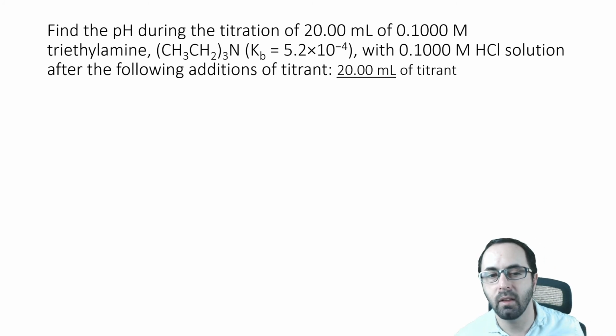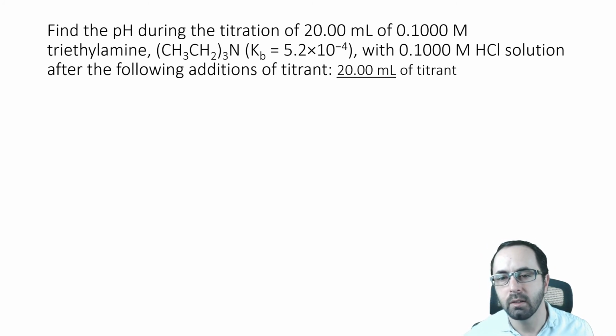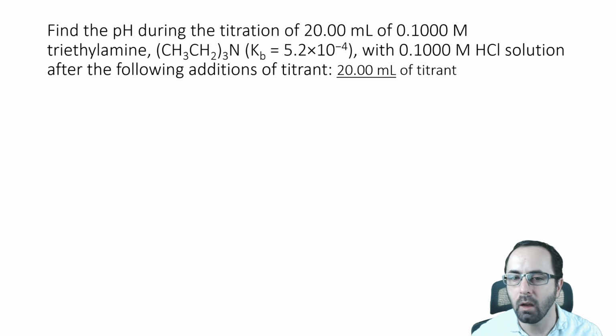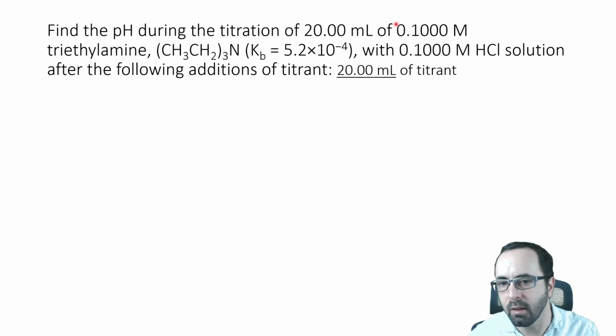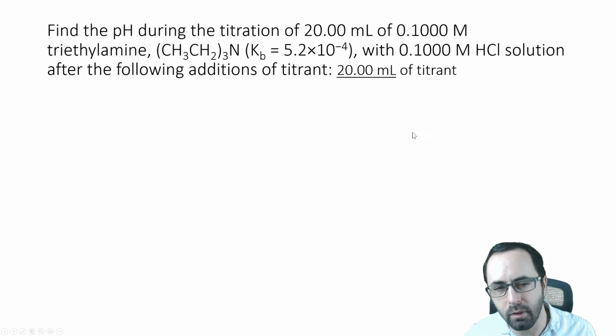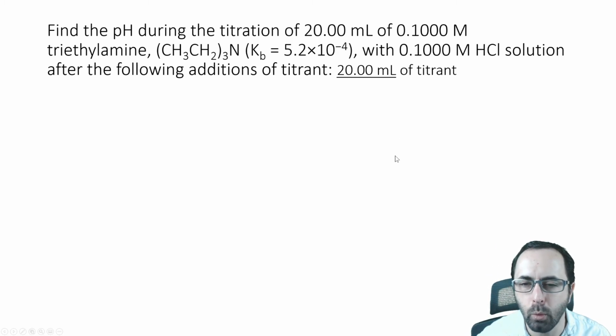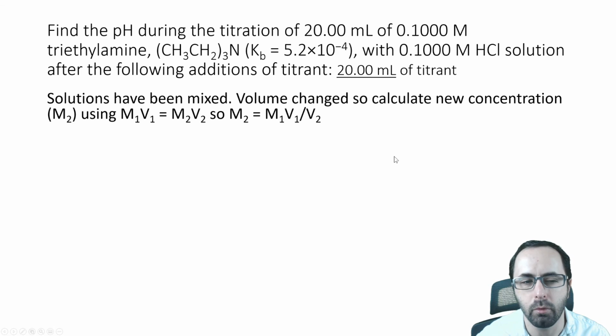Okay, now it's time to move on in the titration. Now we will have added 20 milliliters of our titrant. You probably can tell right away that since we have 20 milliliters of 0.1 molar base and 20 milliliters of 0.1 molar acid, we're going to be at the equivalence point here. But we can verify that as we move forward.